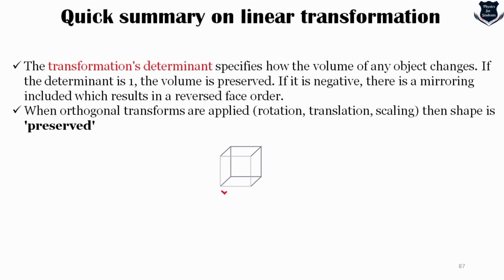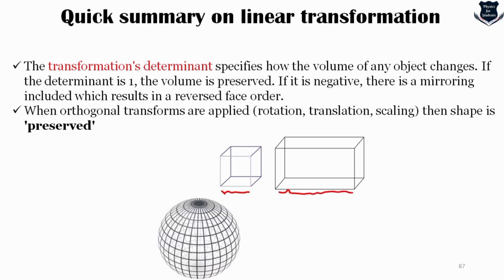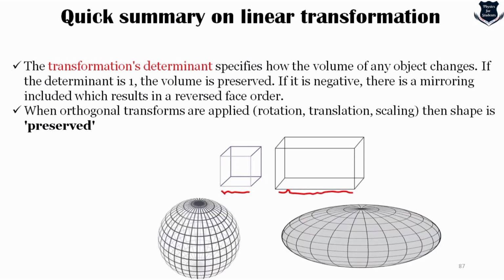So this is a cube, this red one. Now we stretch it to a cuboid. You'll see what happens, that the line increases to this. So this is a sphere, and this is an oblate spheroid. So when it is stretched to an oblate spheroid, you see it goes like this. So this is actually what we mean by volume changes under linear and non-linear transformations.